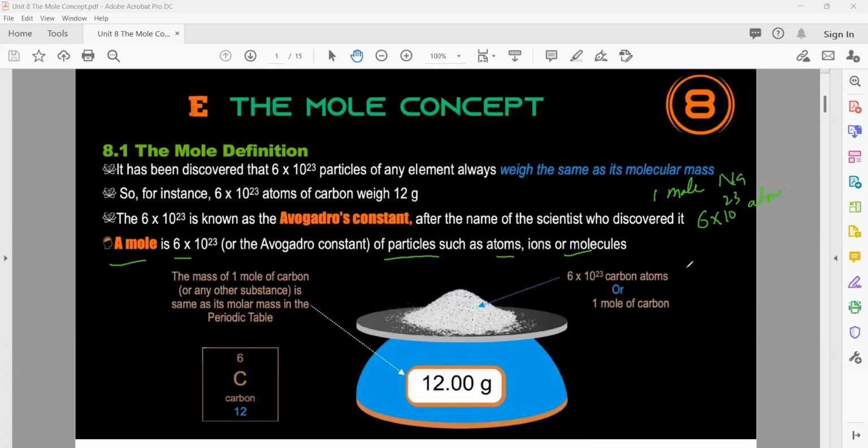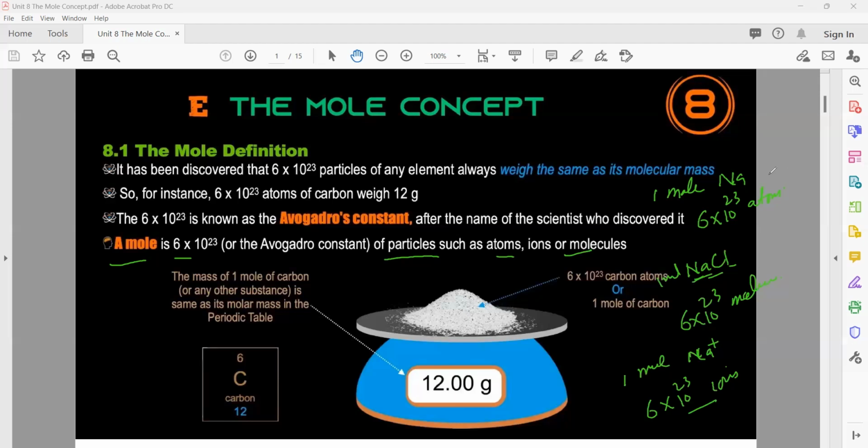If I will say to you that there is 1 mole of NaCl, so at that time, what you have is molecules. I will say 6 multiplied 10 raised to power 23 molecules. If I will say 1 mole of sodium ion, so what does it mean? 6 multiplied 10 raised to power 23 ions, like this.